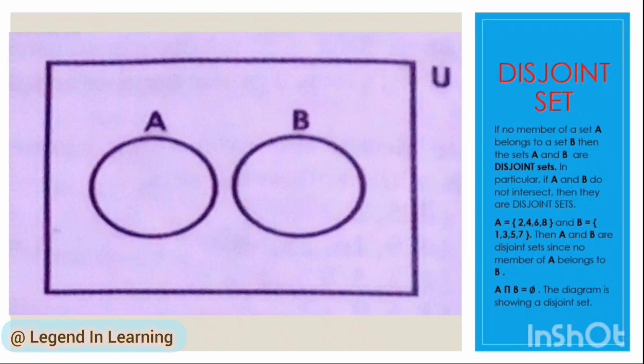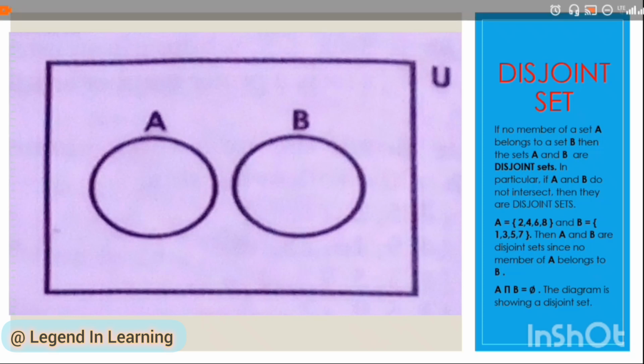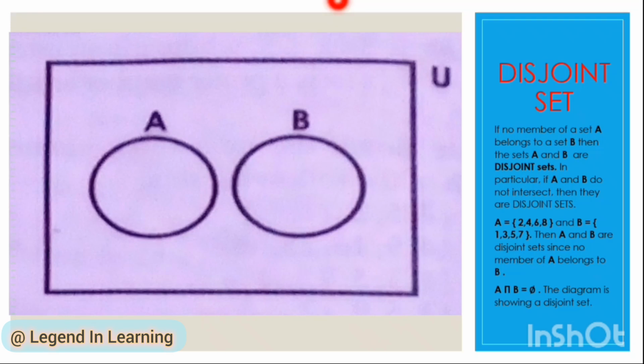Let's look at an example. This is an example of a disjoint set. Disjoint sets can be found if there is no intersection. That means if I take set A and set B and find their intersection, and we can't find any. So if I take set A, I have 2, 4, 6, 8. Set B, I have 1, 3, 5, 7. You can see that they are not common, so there's no intersection. So this is how it is drawn on the Venn diagram. A is separate and B is separate.